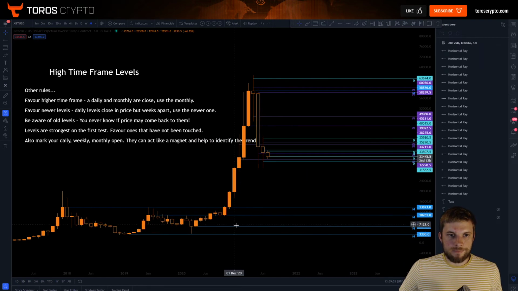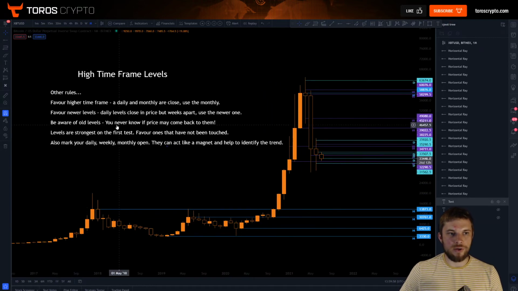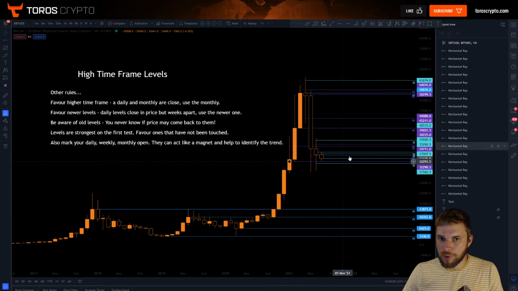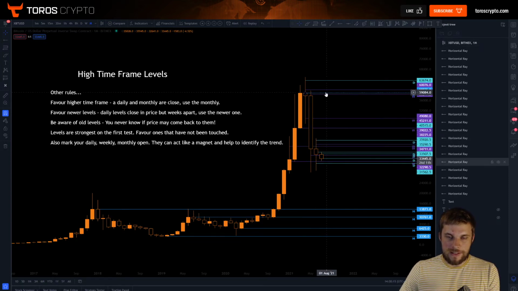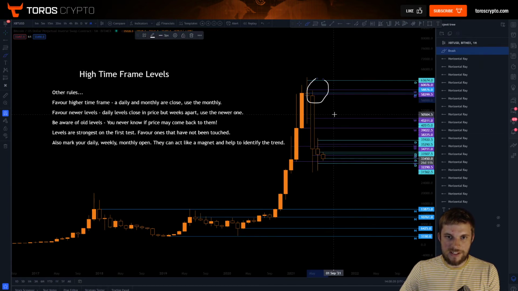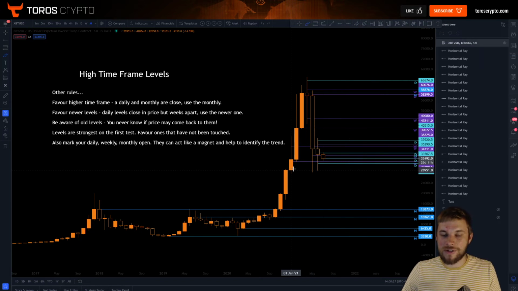So next, let's move this over a little bit. Always be aware of old levels. You never know if price may come back to them. So although as you're moving through the chart and as things get closed through, you're moving your levels over with the chart, you don't want to be removing anything that's never been tested. So all of this stuff that's up at the top here, price has never come back and revisited it. Price has never come back and revisited this. And certainly price has never come back and revisited some of this down here either, okay? So you've got to be aware of those.